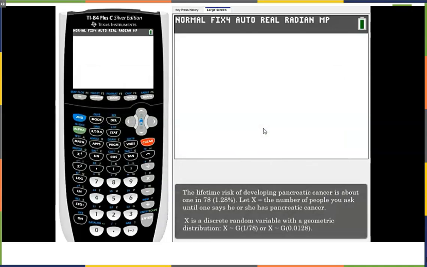So let's see it. I'm going to say that my x value is 10, that my probability is about 1 in 78 for this problem, and I want to know what is the probability that the number of people I'll ask is 10 until they get a positive response.